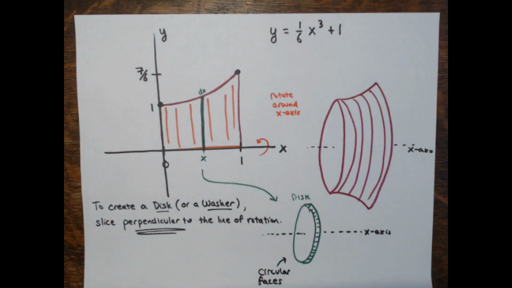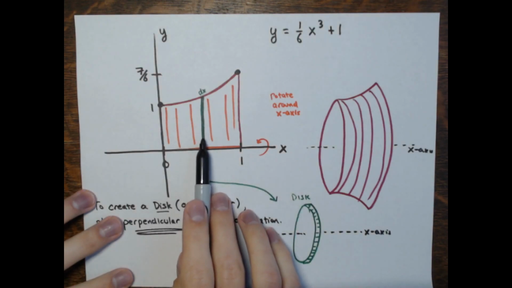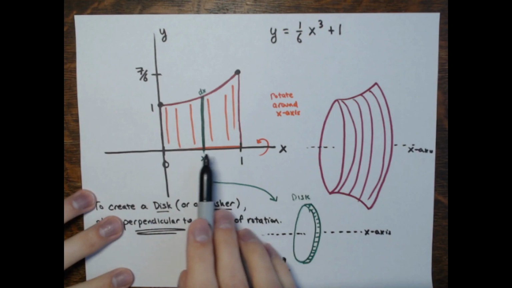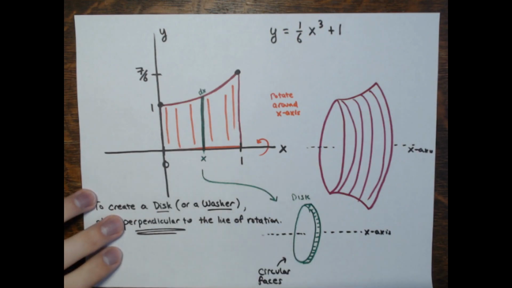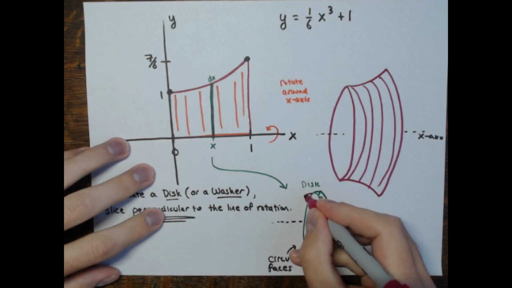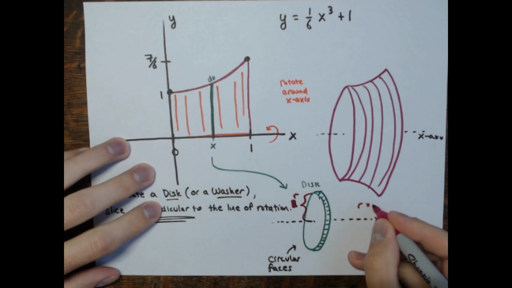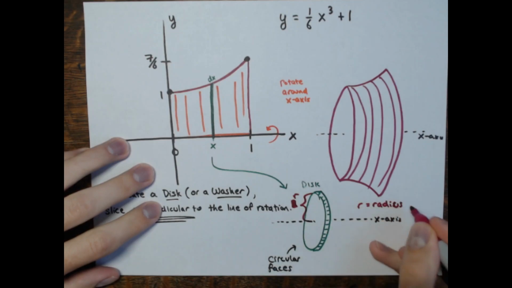And so just like in the cross-section perspective, I want to find the volume of this little disk. And then once I have the volume of this little disk, I can do that for every x value, from 0 to 1 and add them up, right? Integrate. All right, now because the face is circular, it's going to have a radius. So let's say that's this distance here. I'll just call it R, right? R equals radius of circle, radius of disk.